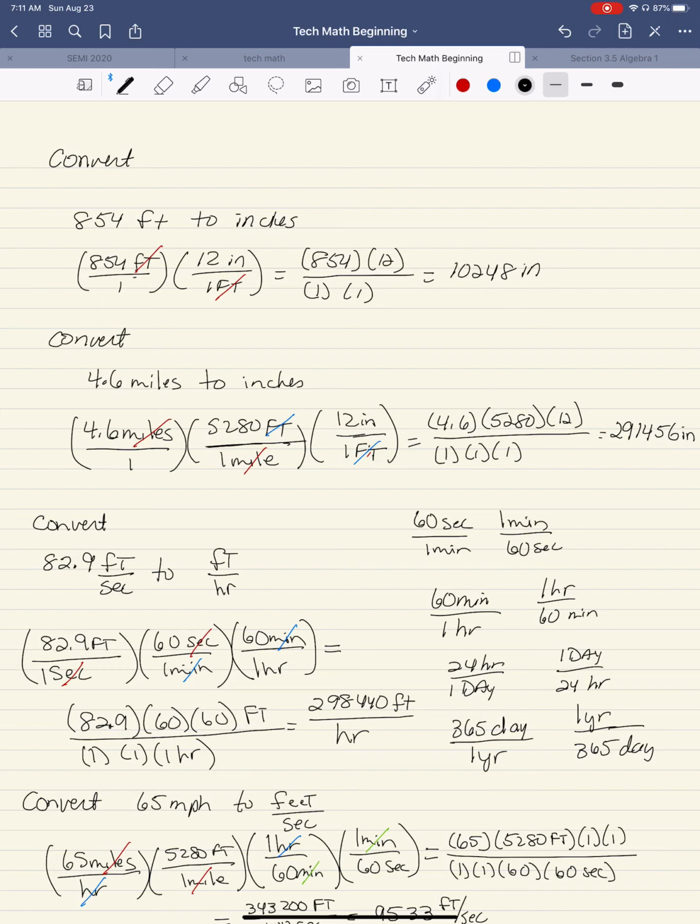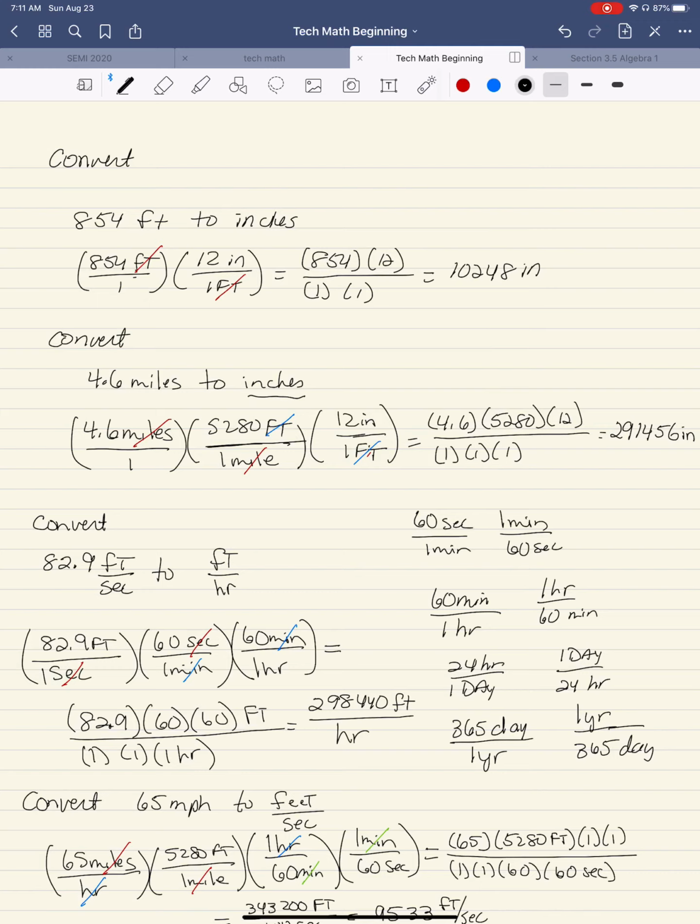If I want to convert 4.6 miles to inches, again, just using my conversion factors that I have on the other page, I take the original number, put it over 1, so 4.6 miles over 1. Now I'm going to get my miles to cancel, so I want to use 5280 feet over 1 mile, so mile over mile cancels. Now I need my feet to cancel because my original problem wants to go to inches. So if I put 12 inches over 1 foot, feet divided by feet cancels.